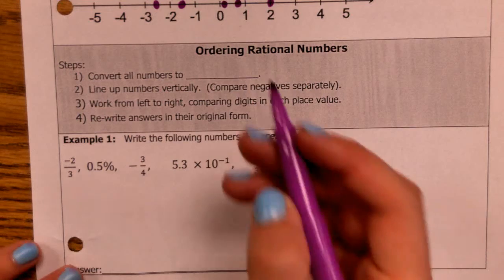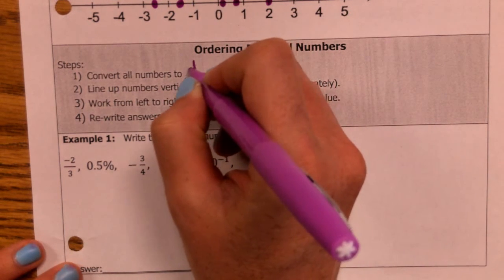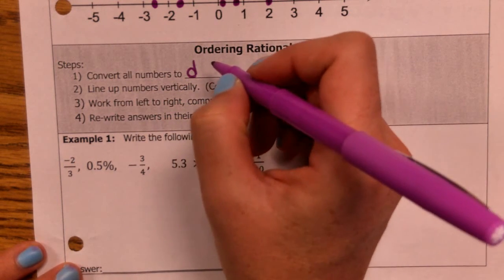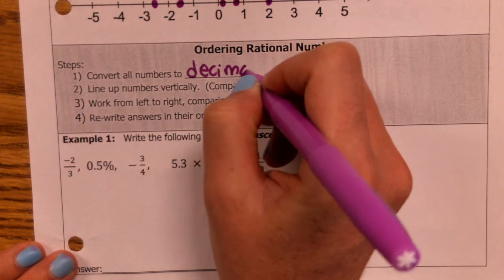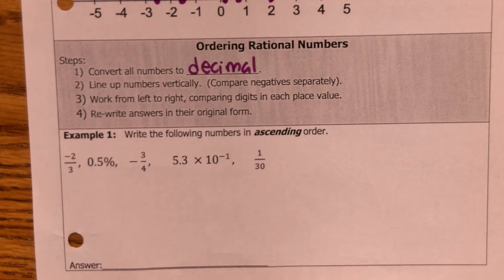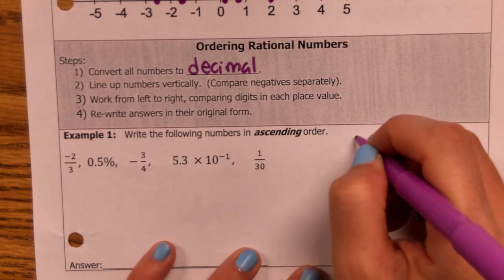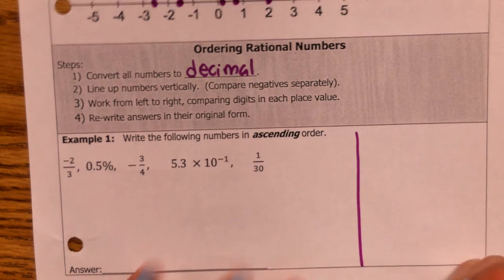Alright, when we're ordering rational numbers, again, it's easier to order if everything is in the same form. It is easiest to get every number to a decimal. So we'll convert all numbers to decimals, line them up vertically so that we can compare place values together. We'll work from left to right, comparing digits in each place value, so compare the ones place and the tenths place. And then we'll rewrite the answer in its original form.